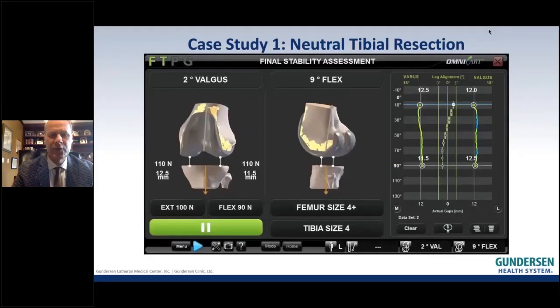And here's the final stability. So for our 12 millimeter plan, we have 11.5 and 12.5 millimeters in flexion. In extension, we have 12.5 and 12 millimeters. So we're within 0.5 millimeter all the way around with our balance. So I love that. You can see we're in 2 degrees of valgus, which we planned for. And I already told you I'm fine with that.